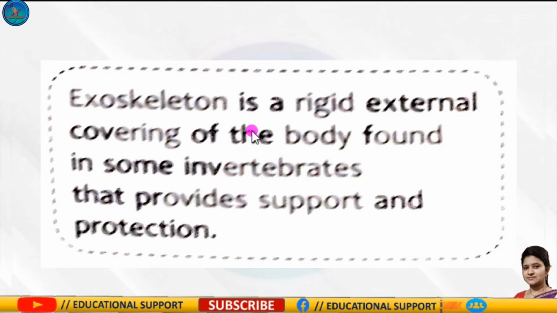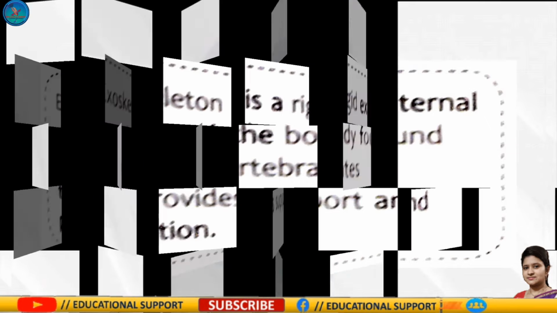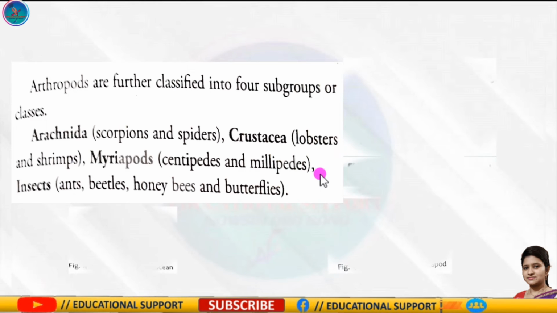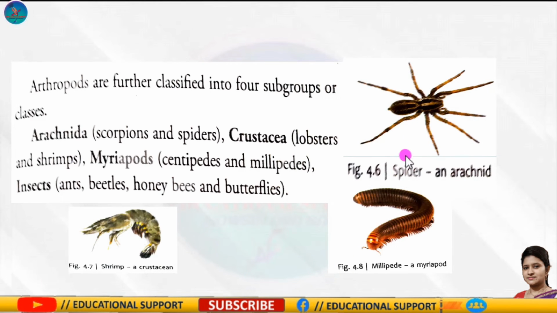Next, the exoskeleton is a rigid external covering of the body. But where is it found? It is found in some invertebrates and it provides support and protection. Arthropods are further classified into 4 subgroups: arachnida, crustacea, myriapoda and insecta. Here you can see the figure of the different subgroups or classes. First is the spider, then millipede, shrimps, etc.